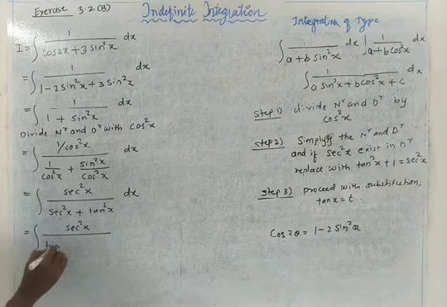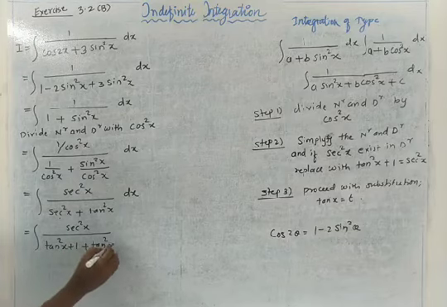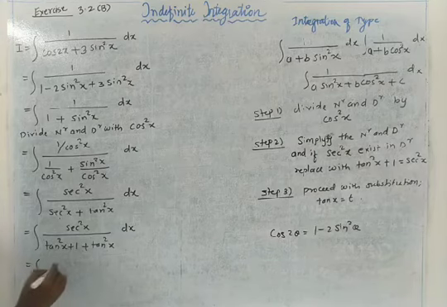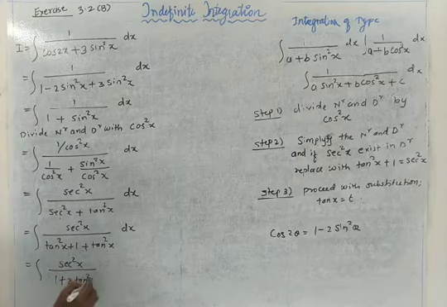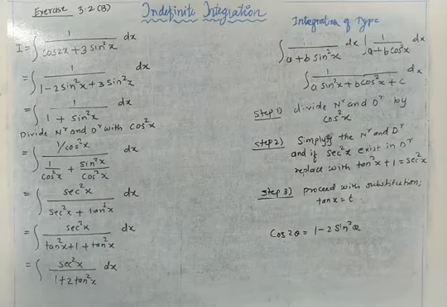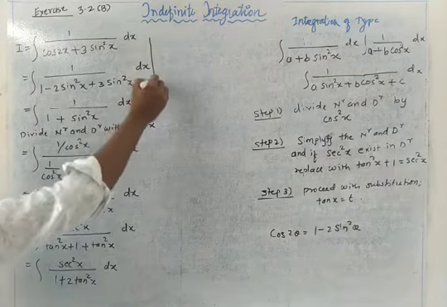So it is tan square x plus 1 plus tan square x as it is dx. And now simplify, we will get sec square x upon 1 plus 2 tan square x dx. Okay, is it clear? Now we are going to simplify this.